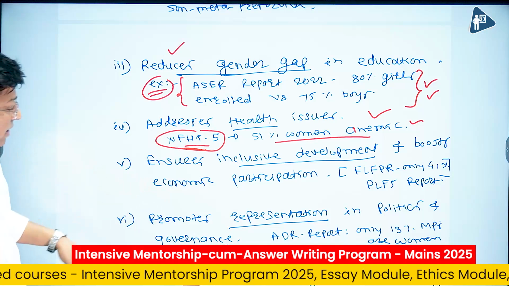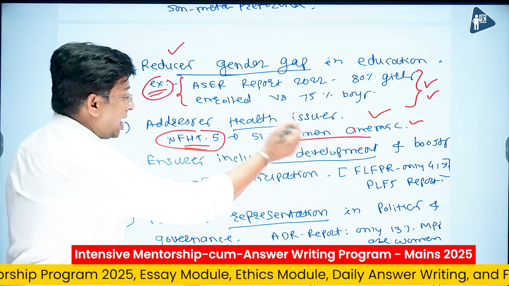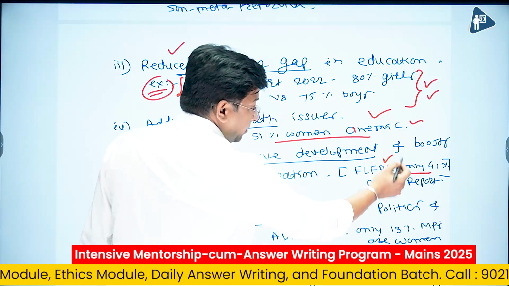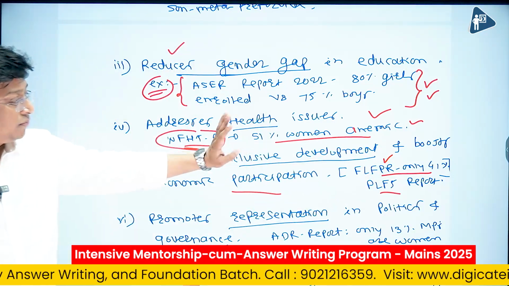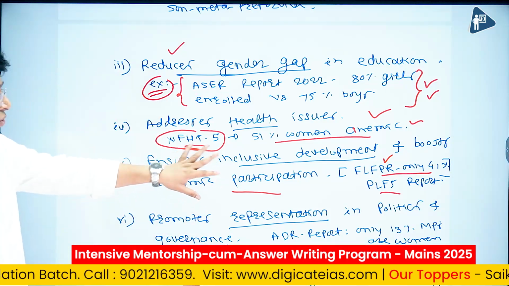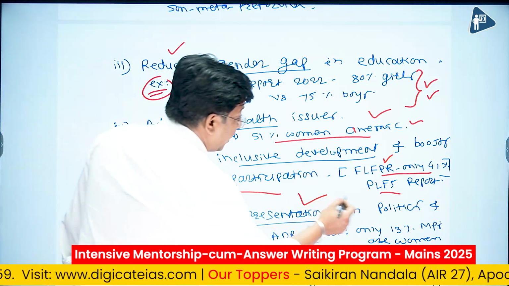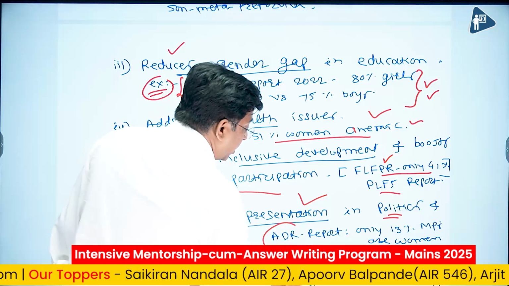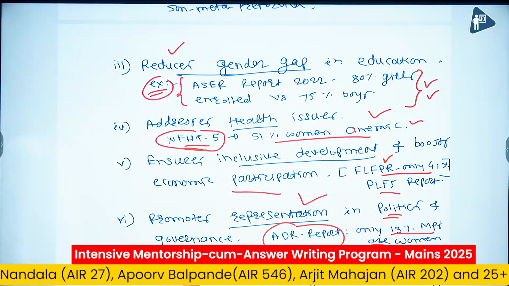Now the next point: it ensures inclusive development and boosts economic participation. I have given the data of the female labor force participation rate. That rate is only 41% according to the PLFS report. So this is the way to substantiate your content. Now see, the next point is it promotes representation in politics and governance. According to the ADR report, Association for Democratic Reforms, only 13% of MPs, members of parliament, are women in India.